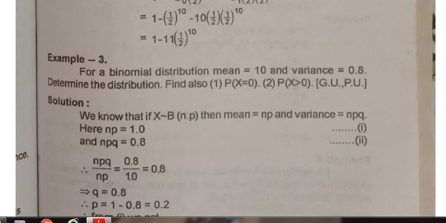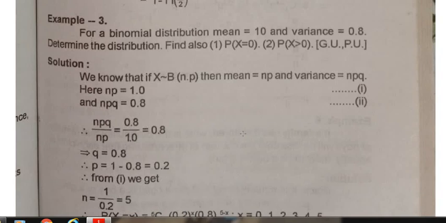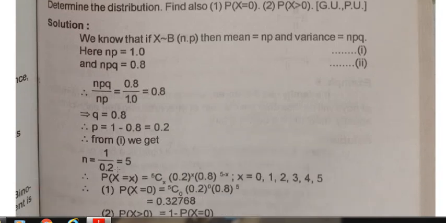And npq divided by np equals 0.8, this implies q equals 0.8. If we get q, then we can easily find p. p is 1 minus q, that means p is 0.2. And from equation 1, we get n equals 5. Therefore, the binomial distribution is 5Cx (0.2)^x (0.8)^(5-x).